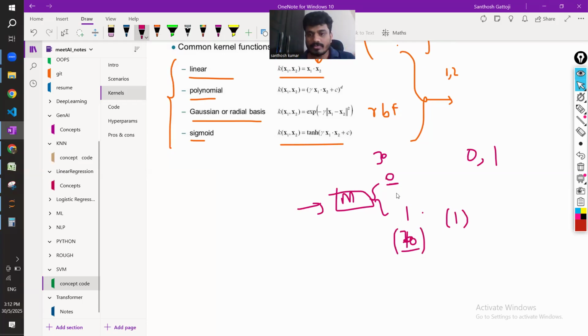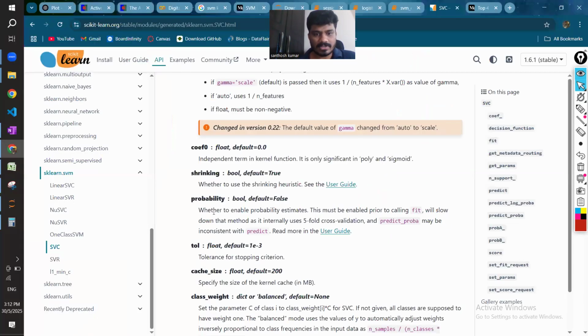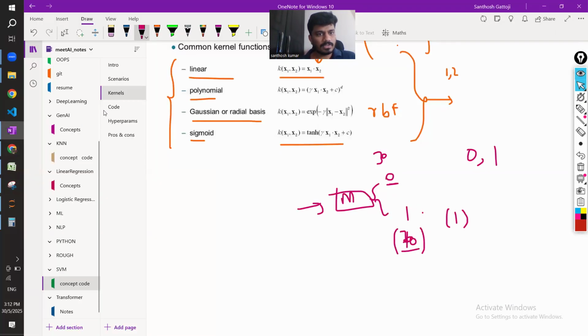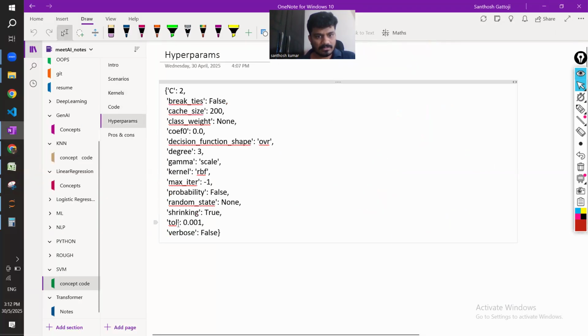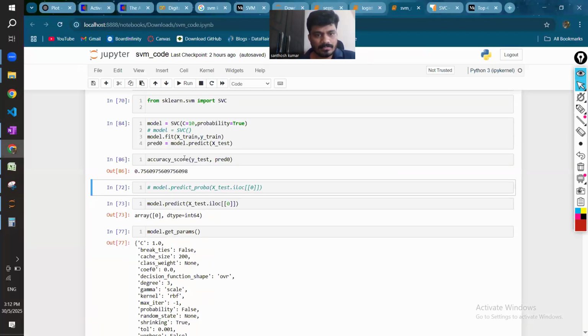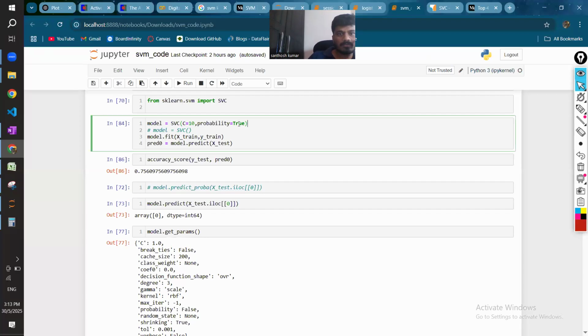If you want to see the internal probabilities, you can do this. There is a function called predict_proba. If you see in the hyperparameters, probability is False by default, but you can set it to True. But if you don't set it to True, for example, I am not using anything.